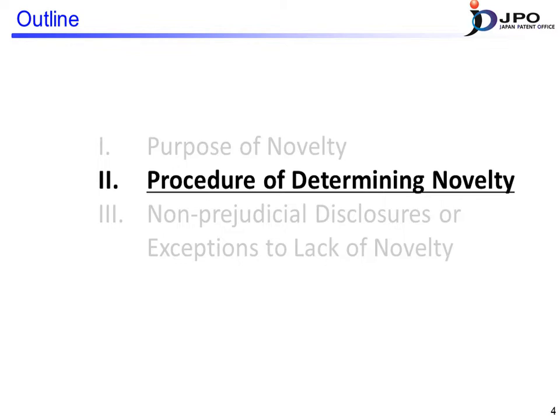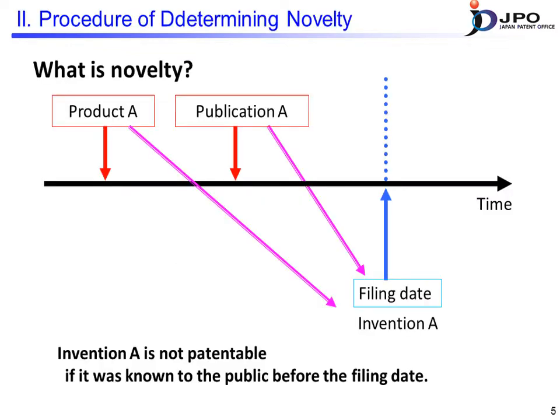Now let's look at the procedure of determining novelty. I will explain the basic concept of novelty and prior art. Prior art means inventions that were made public prior to the filing of the patent application. In this slide, capital letter A refers to the same invention. Therefore, Product A and Publication A have the same content as Invention A.